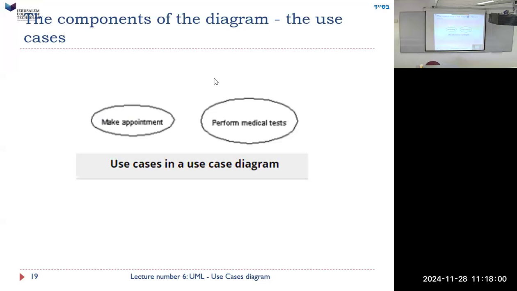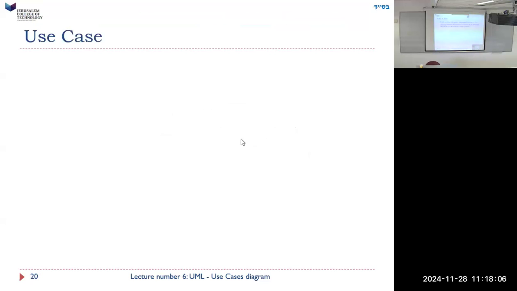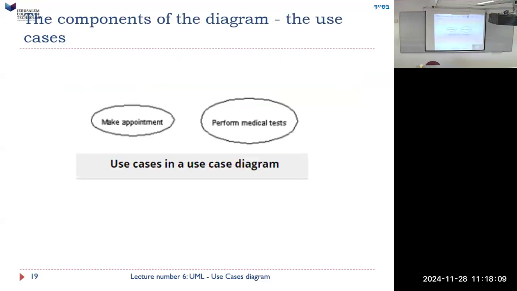These are another component of the diagram. Make an appointment. Perform medical tests. These are these ellipses. And notice that each is an action. Make an appointment is something that I want to use the system for. Perform medical tests is something I want to use the system for. Really, I don't like the idea of perform medical tests, but let's say analyze data from a medical test. Perform a medical test sounds to me like something outside of the system in the physical world, like you take a needle and you poke it into somebody and you draw their blood.